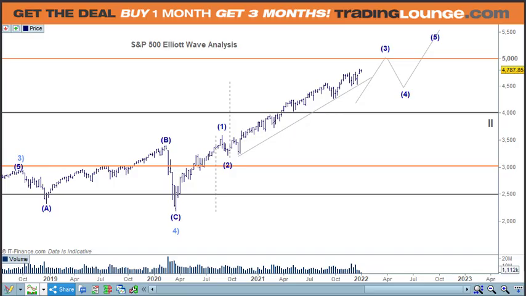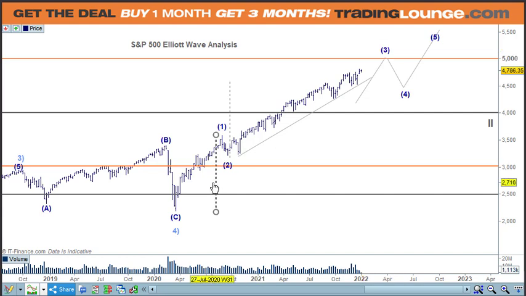Welcome to Trading Lounge and the US indices for the 4th of January, starting with the S&P on the weekly chart here. The reason for showing this is twofold. Firstly, last year we were looking at this trend moving up through here, and we're always trying to find the top of wave 3 within all of this.